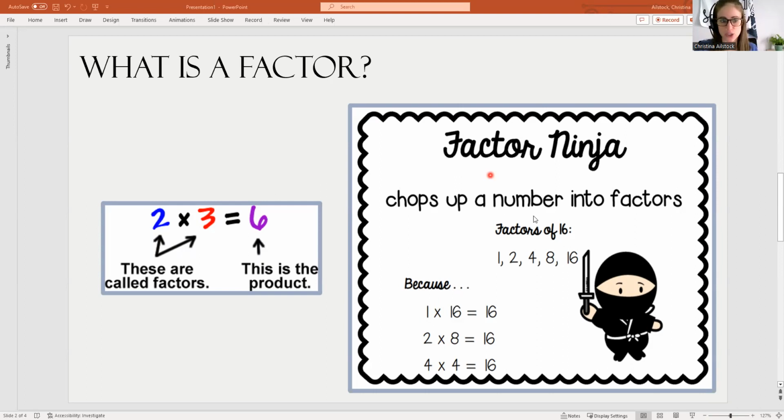into smaller pieces. So if we want to know our factors of 16, that would be 1 and 16 because 1 times 16 is 16. And then 2 and 8 would also be factors because 2 times 8 is 16, and 4 times 4. So 4 would be a factor because 4 times 4 is 16. So our factors are the numbers that multiply together to receive our product, to receive our answer.